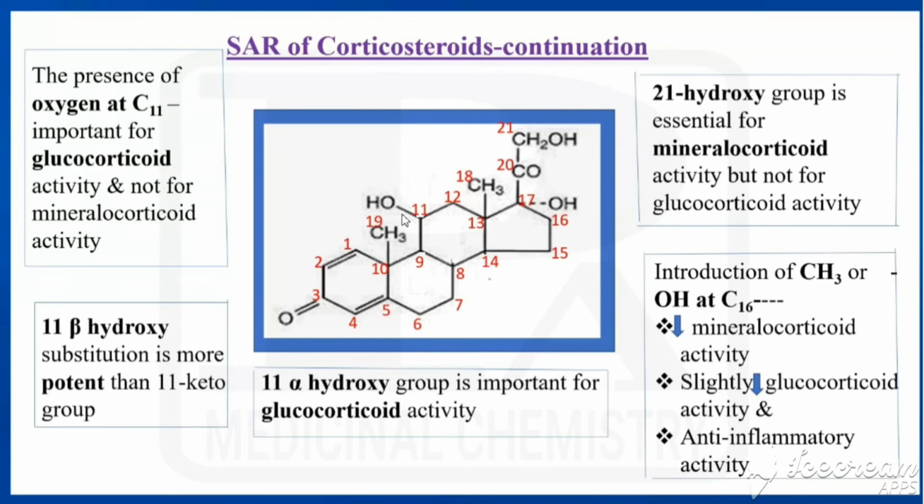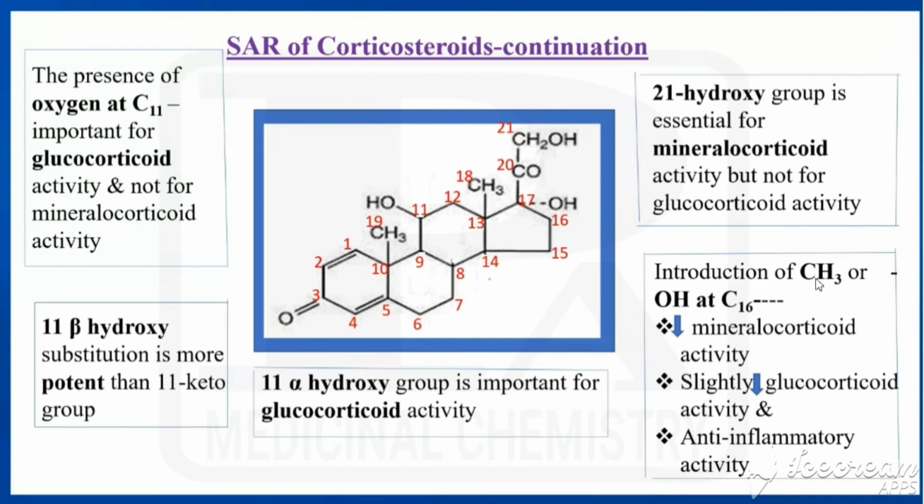So for glucocorticoid activity, here at 11th position, there should be oxygen. That oxygen is important for glucocorticoid activity. And come to 21st position. So in 21 position, hydroxy group is there, means that is essential for mineralocorticoid activity. So for glucocorticoid activity, which position would be important? 11th position, and in that oxygen would be important. For mineralocorticoid, 21st position would be important. So in that, hydroxy group is responsible for mineralocorticoid activity, but not for glucocorticoid activity.